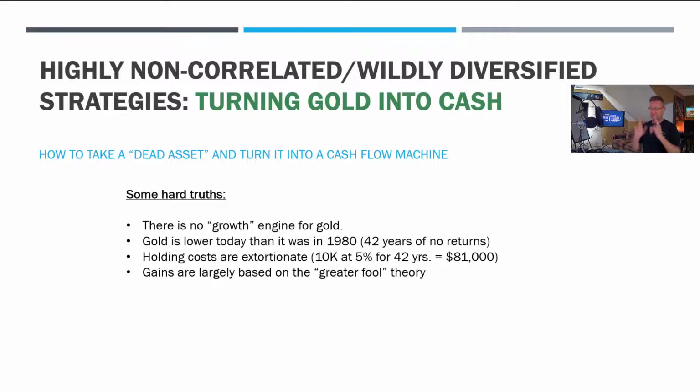We also talked about the holding costs. But here's the thing. Again, the holding costs here are not the fact that I have $2,300 invested in this bar of silver. The holding costs are that $2,300 is not generating any income from it. I'll give you a quick calculation. $10,000 at just 5% a year, because 5% a year is not a huge outlandish rate of return. $10,000 at 5% a year over 42 years, which is the length of time that gold has gone nowhere, would have turned that $10,000 into $81,000. So again, it's not just about putting 10 grand in gold in 1980 and still having 10 grand today. It's about the fact that you should have $81,000 at a bare minimum. But the holding costs are just absolutely exorbitant.